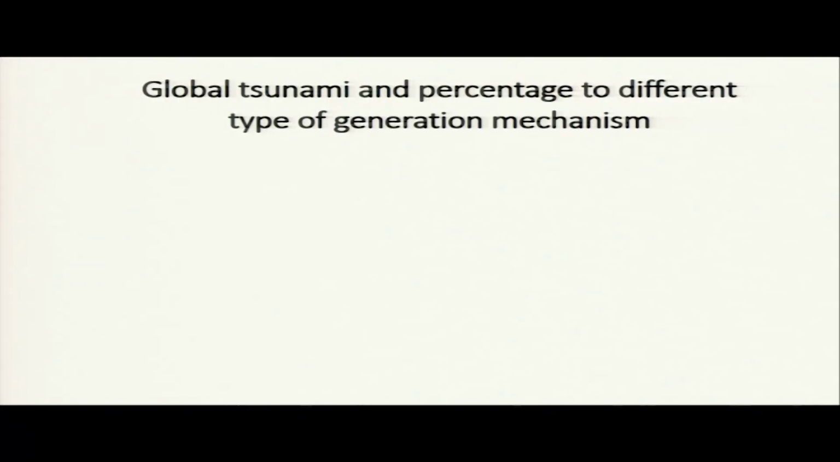So, in this part we will talk about global tsunamis and the percentage of different types of generation mechanisms. As I have already told, tsunamis can be generated from different sources. It can be from an earthquake, from a volcanic eruption, or from a series of landslides.